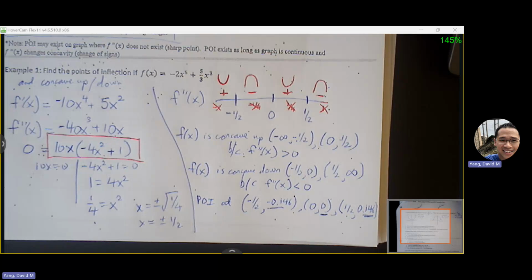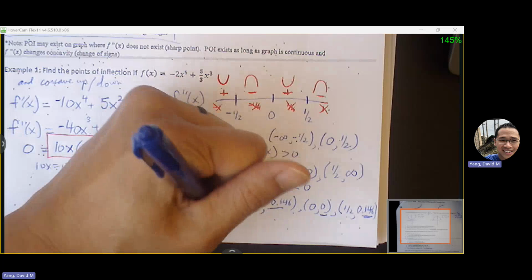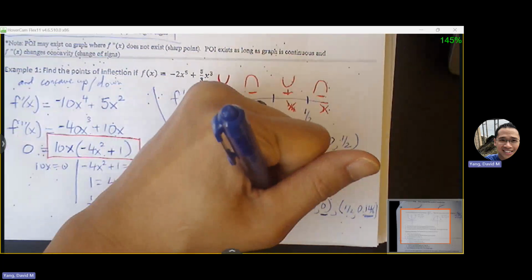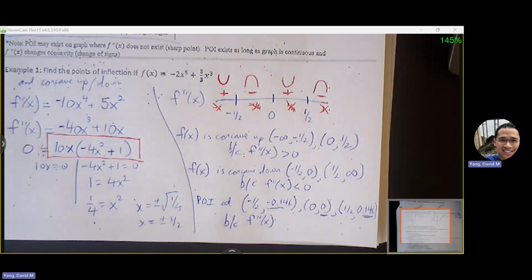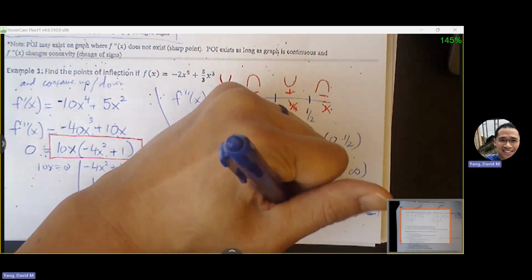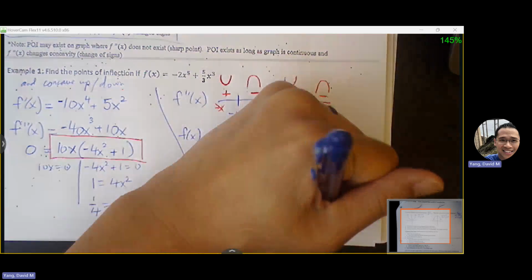Our justification here is not like relative max, relative min, where you have to say, oh, because my sign changes from positive to negative or from negative to positive. You can, but you could also just simply say because f double prime changes sign. That's good enough. We don't have a distinction in terms of the name for the points of inflection where the order matters. Okay. So as long as it changes signs, they're both considered points of inflection.